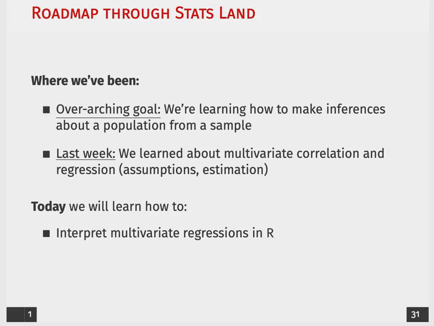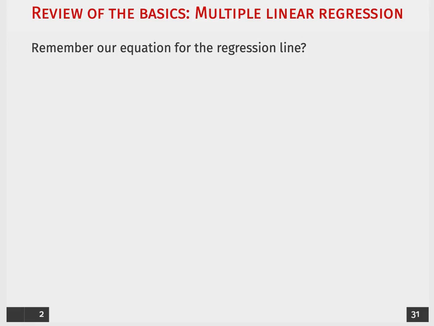Today, we're going to talk about how to actually interpret our multivariate regression in R. This is going to include a lot of null hypothesis testing, and specifically, we're going to talk about three different types of hypothesis tests that we can run. But before we do that, I want to briefly just go over what we talked about last week.